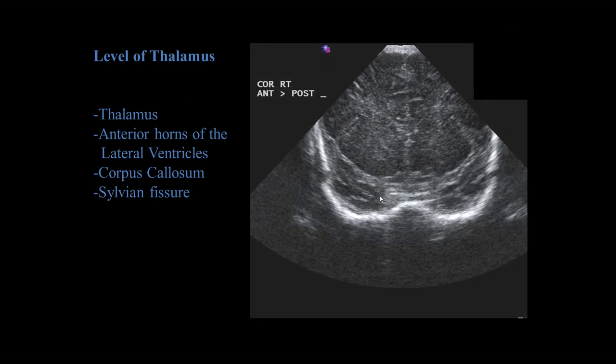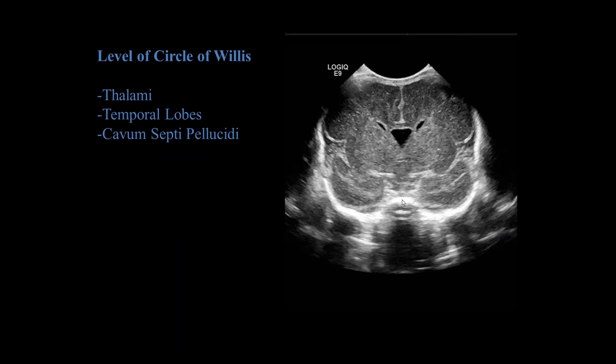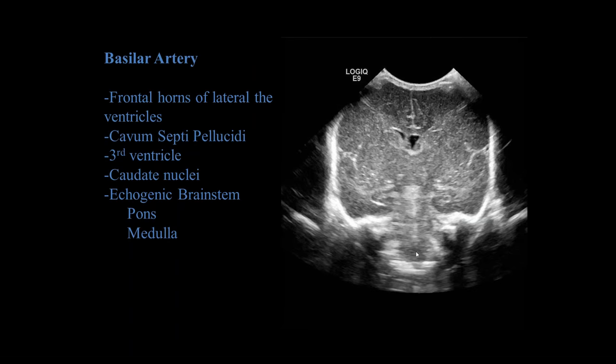the interhemispheric fissure. Then you go to the next plane, which is at the level of the thalamus. You have the anterior horns of the lateral ventricles, which should not really be completely visible. You have a little bit of the corpus callosum, and you have the start of the Sylvian fissure. You then go back to the level of the circle of Willis, so you will see pulsation here from the middle cerebral artery if you put color Doppler on, the cavum septum pellucidum, and you're starting to now look at the temporal lobe.